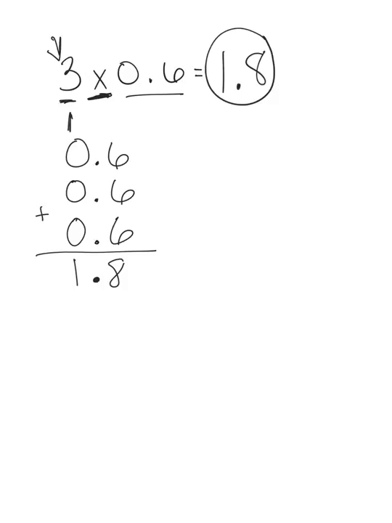Now let's say I want to multiply a decimal times a decimal. So let's see what that looks like. Let's say that I have 2/10 times 9/10. Well, I'm not multiplying a decimal times a whole number. I'm multiplying a decimal times a decimal. So in this case, because I don't have a whole number set of a decimal, I can't just do repeated addition.